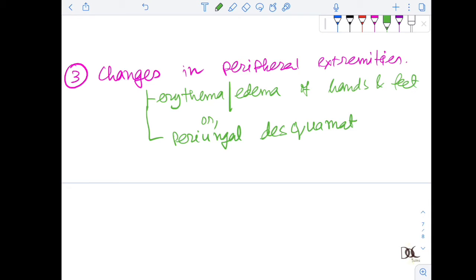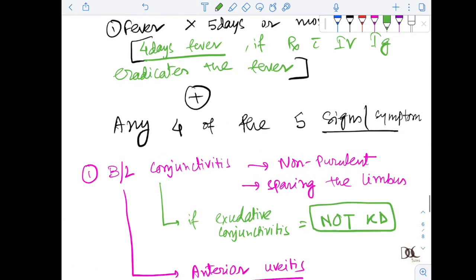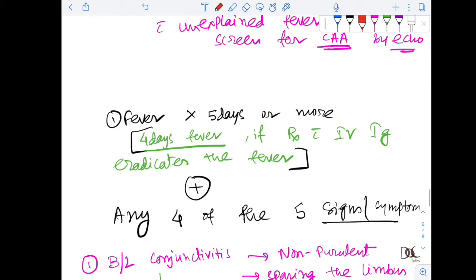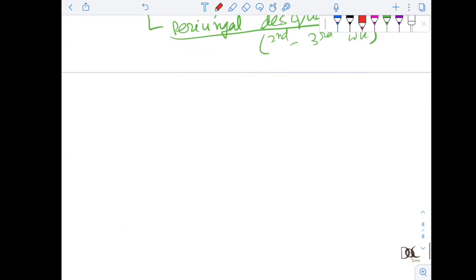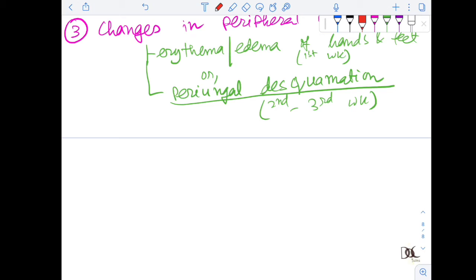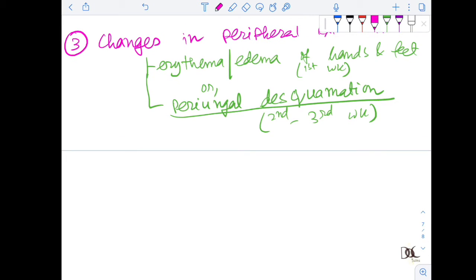Periungual desquamation is usually seen in the second to third week, whereas edema you can see in the first week of the disease. So if you have to see periungual desquamation, you have to wait for the second or third week, at least 10 to 12 days. And one thing I forgot to tell you, the mean duration of the fever in Kawasaki disease is 12 days. If you do not treat it, usually it lasts for 12 days. I have already said that it's a self-limiting disease, but it will have some complications.